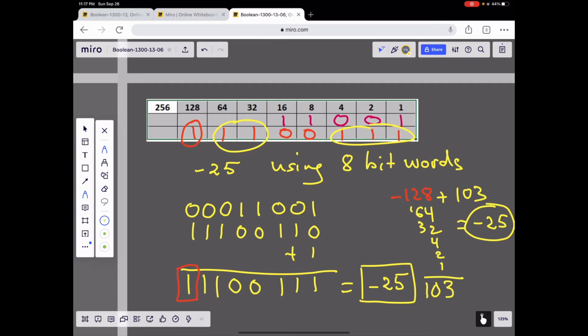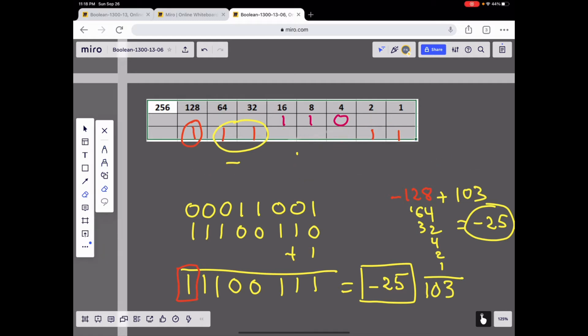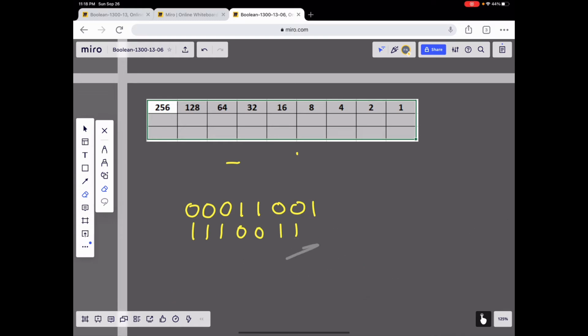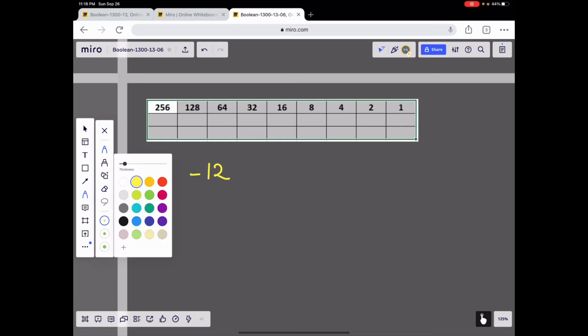What would happen now if they want you to do 8 bits negative 12? You do the same thing, right? Now, how do you do negative 12? Let's do another example similar to this one, but do negative 12. All right. So let's work slowly. What's 12 first? You want to use an 8-bit word to find the number negative 12. All right. So negative 12, let's find out.